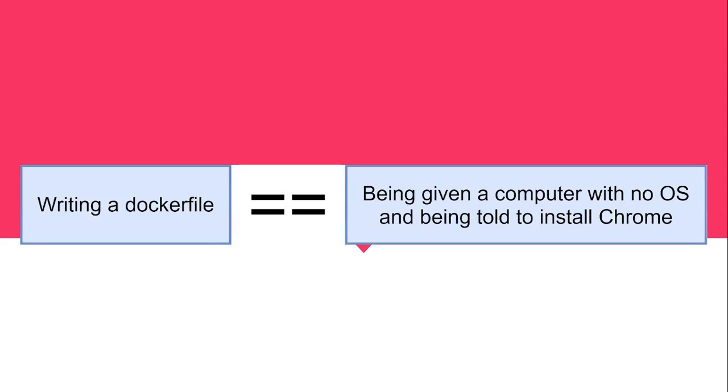So writing a Dockerfile is just like being given a computer with no operating system and being told to install some software, say Chrome. When we are writing a Dockerfile, you are the one who is directing Docker to create an application with all the dependencies that you are putting in your Dockerfile. So you control the behavior of your application.